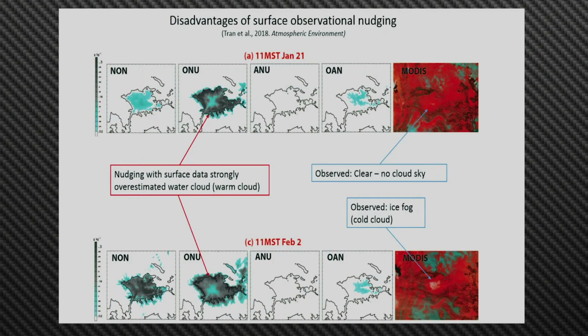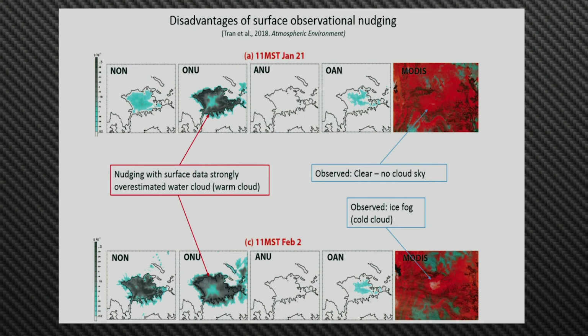So nudging with the surface data is really good in a lot of ways, but it does have some disadvantages that we see. Here is the satellite image showing cloud condition in Uinta Basin for different dates. And here is the cloud that we simulate with the nudging configuration. You can see that during this day, for example, it's clear sky, but the nudging produces a lot of warm cloud, like very stormy condition.